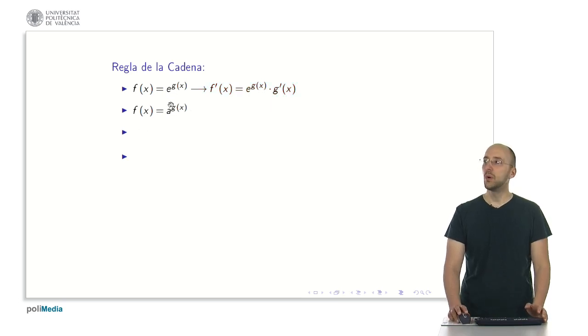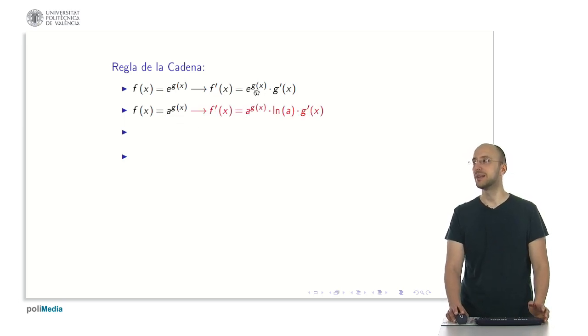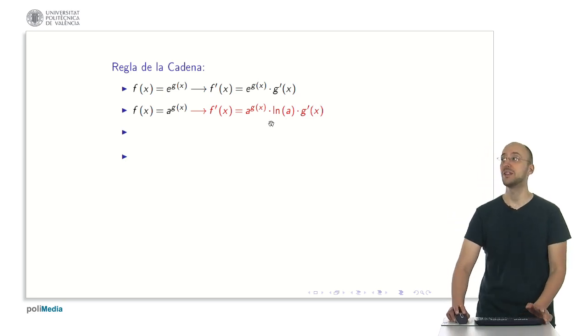What happens if instead of the number e, I put here a number a in general? The derivative will be nearly identical. If you notice the similarity, the initial function remains unchanged. The derivative of the exponent is multiplied, but in this case, you also need to include the natural logarithm of the base.